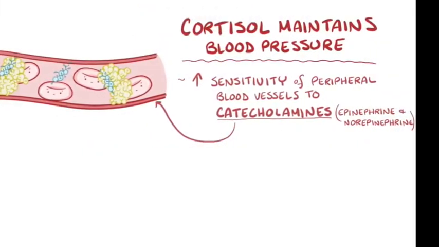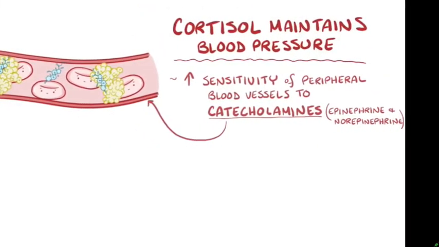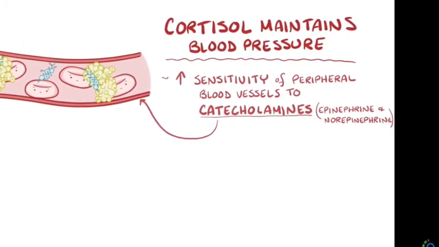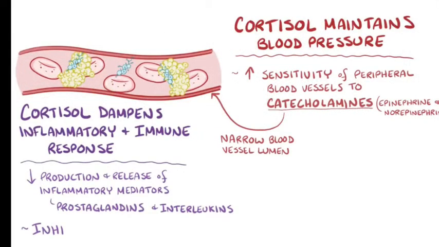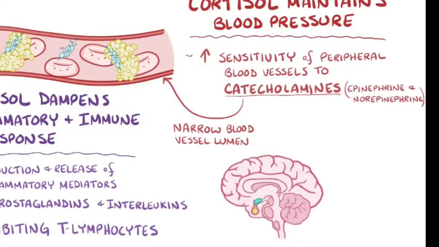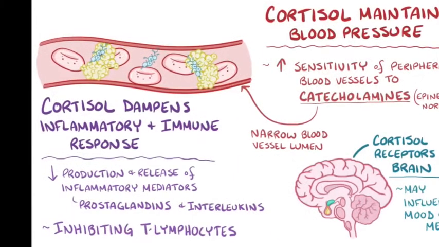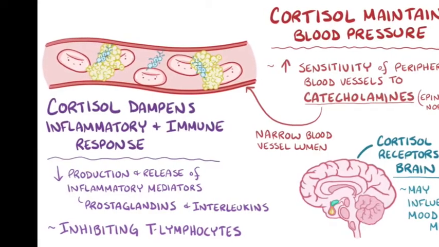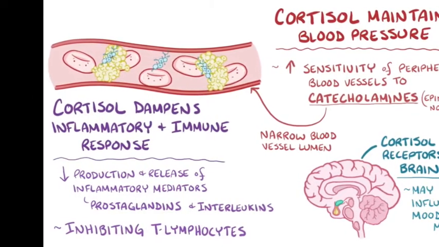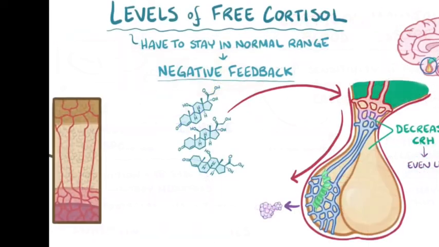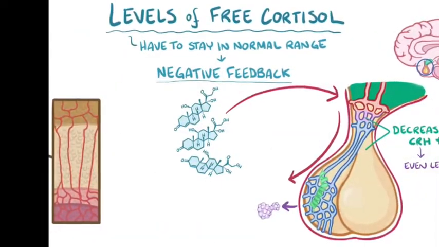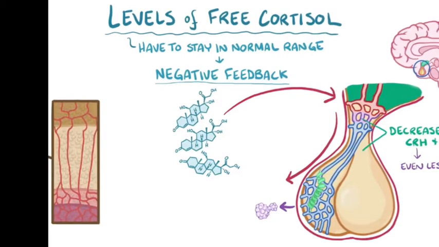So this cortisol maintains blood pressure. It increases sensitivity of peripheral blood vessels to catecholamines, which is epinephrine and norepinephrine. But it also dampens the inflammatory and also immune response, so it will cause immunosuppression. And it also has some function in the brain, as the brain has cortisol receptors and may influence the moods of the person.